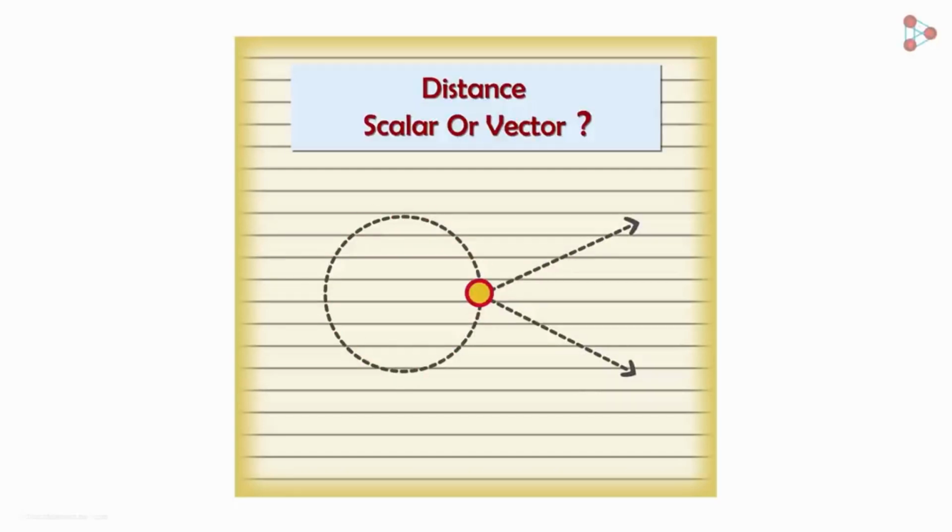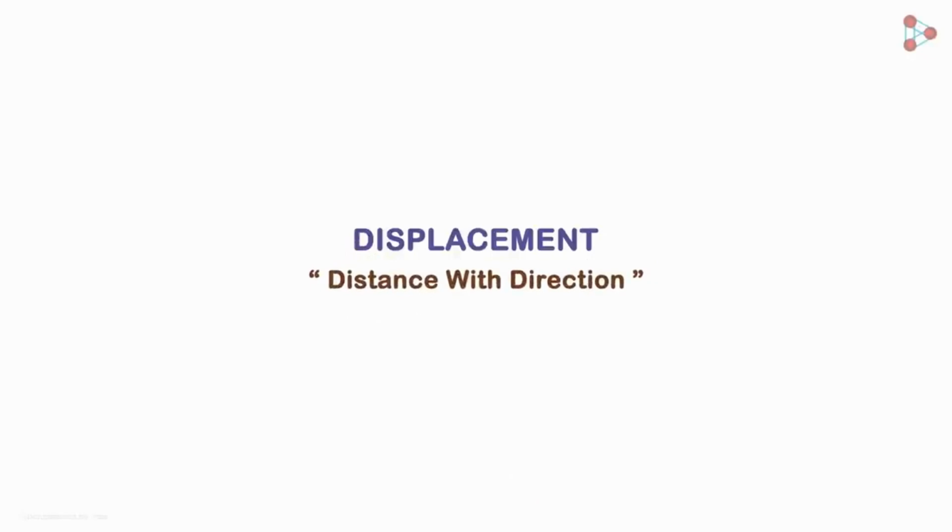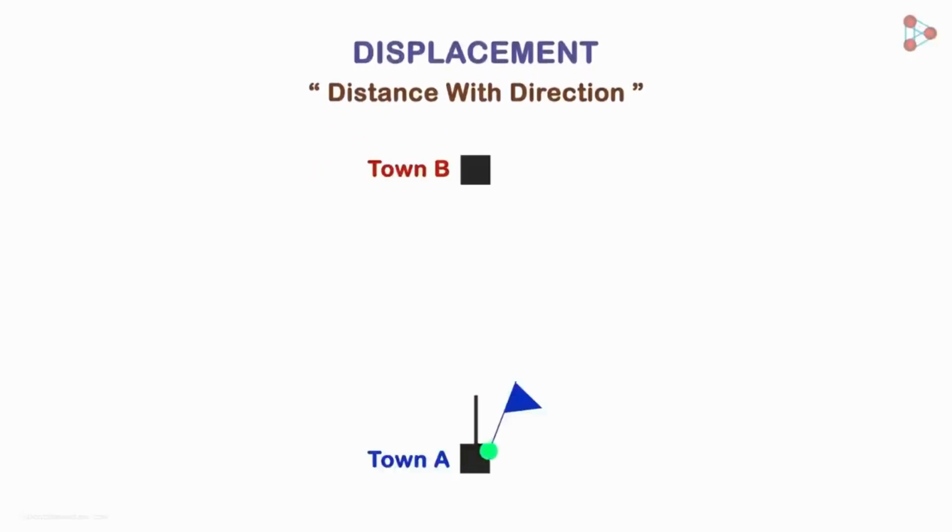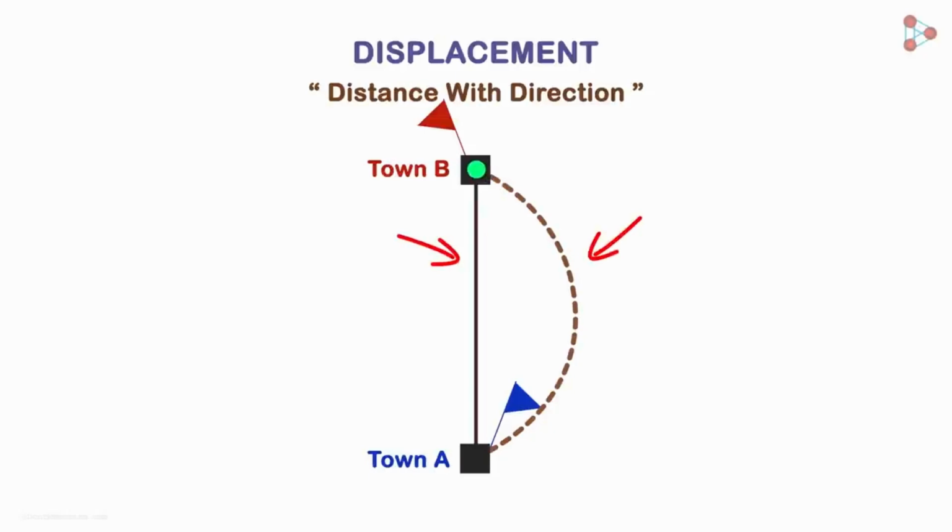Is distance a scalar or a vector quantity? Think about it. If you say someone travels 20 kilometers from this point, we can't really tell where they landed up. Maybe here, maybe there, or maybe they just went around in circles. As it does not specify a direction, it is a scalar quantity. That brings us to displacement. So what is displacement? Distance with direction is displacement.